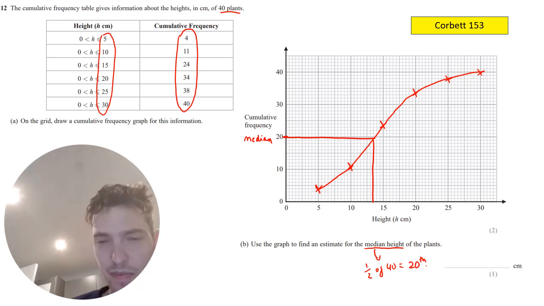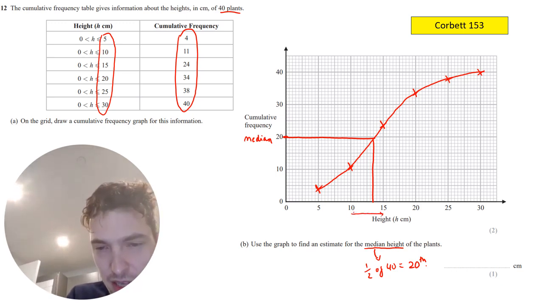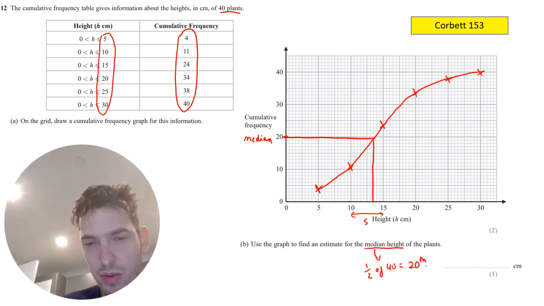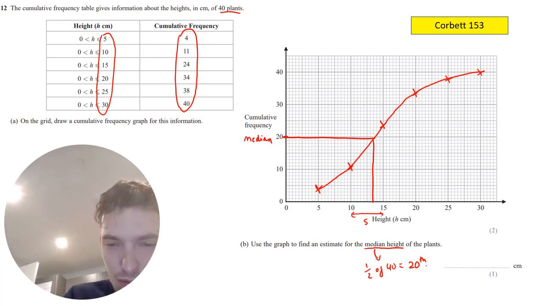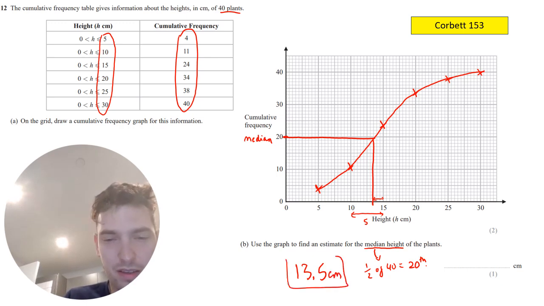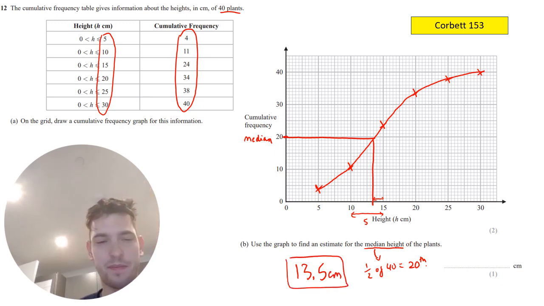Now I need to be careful about interpreting this. So let's think about it. The gap between 10 and 15 is 5, and there's 10 little squares. So I think each little square is going to be a half. So if I take off a half and a half from here, that's 1.5. So I think this value here, 13.5 centimeters, is my median. Let's keep going.